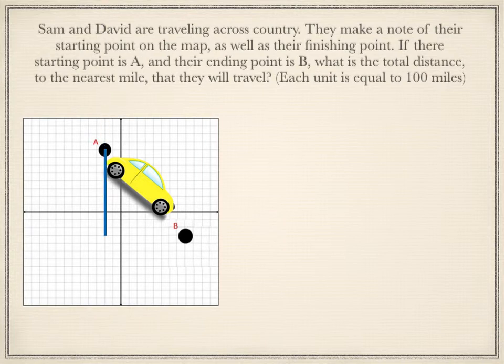So we need to make a triangle. Let's drop down our vertical distance. I'm just measuring the vertical distance between point A and point B. And that happens to be 11 squares. Remember, each square is 100 miles, so it'll be 1,100 miles. Now I'm going to go across the other way and get our horizontal distance between point A and point B. And that's equal to 10 squares, or 1,000 miles.